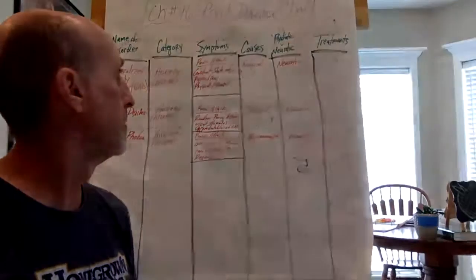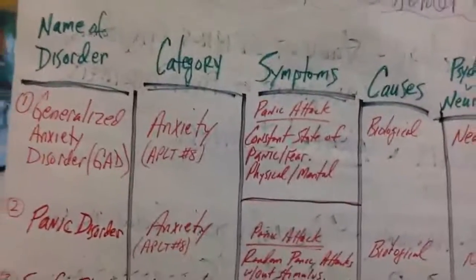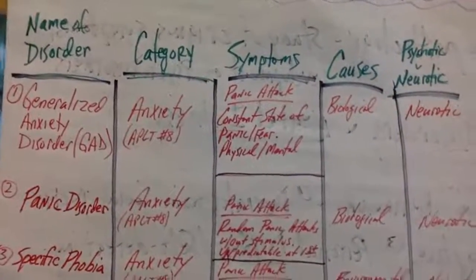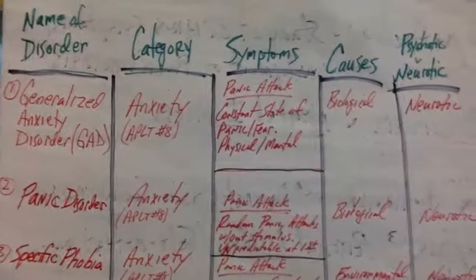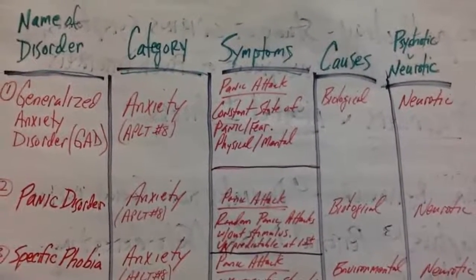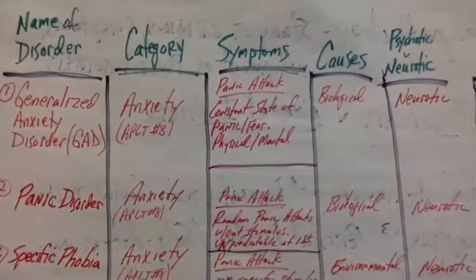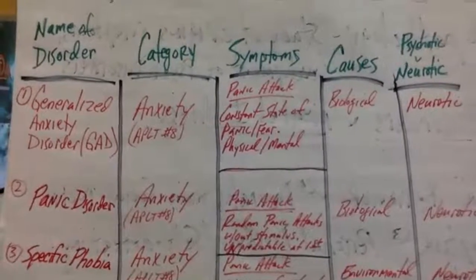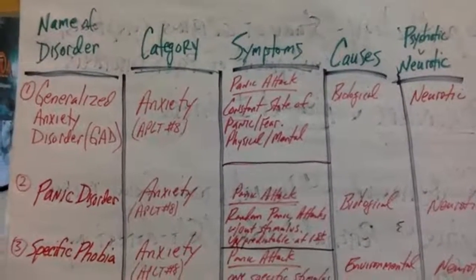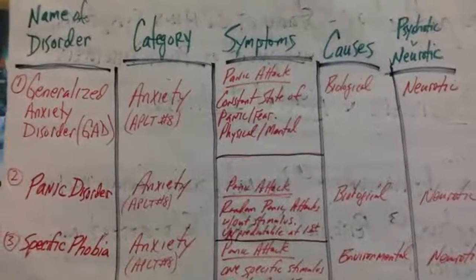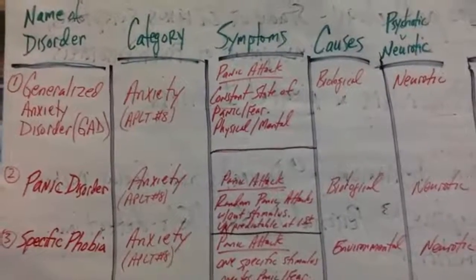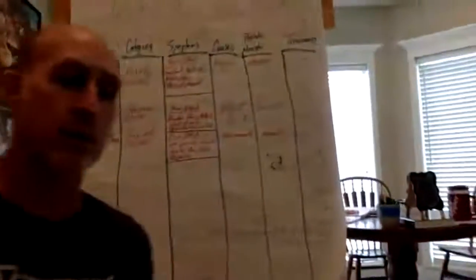Okay, all right. So let's go back over this one. Generalized anxiety disorder. It is an anxiety disorder. This is learning target number 8. Primary symptom is panic attack. Have to have one, or in this case, multiple. And a constant state of panic and fear, physical and mental. It is biological. That natural fear response that we have does not work. It's left on all the time, and it is neurotic. At the basis is neurosis.